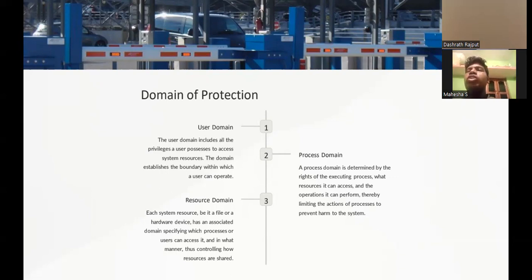Next, we have resource domain. Each system resource, be it a file or a hardware device, has an associated domain specifying which processes or users can access it and in what manner, thus controlling how resources are shared.